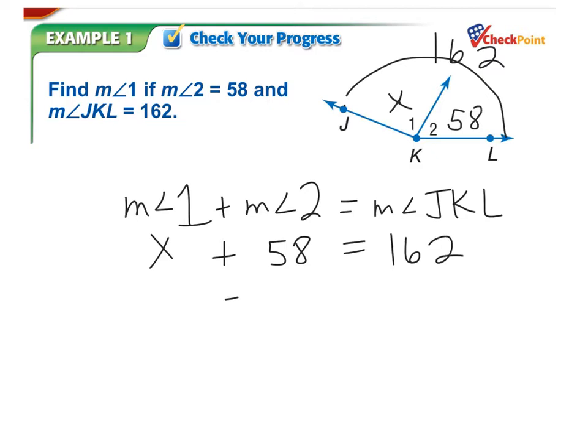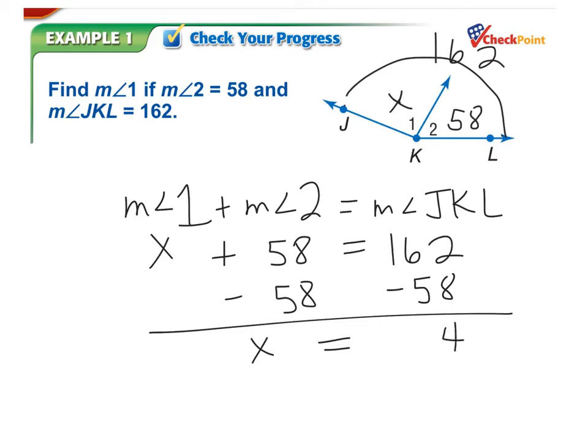So then when we subtract 58 from both sides of our equation, we end up with x equals 104. Therefore, the measure of angle 1 is 104 degrees.